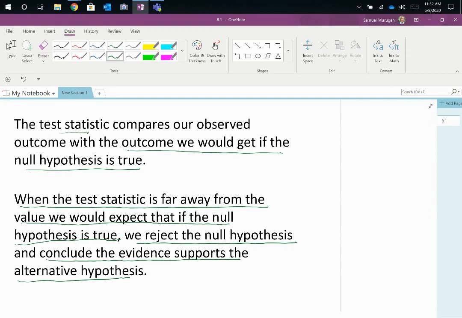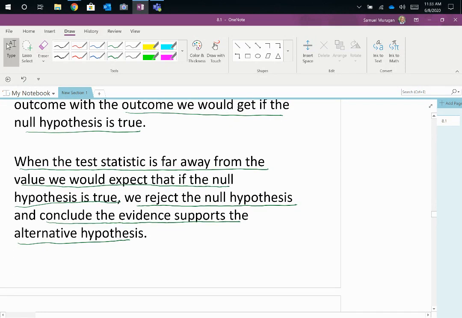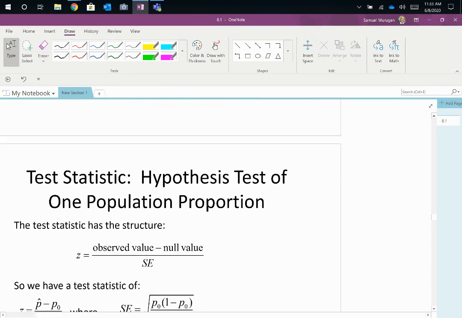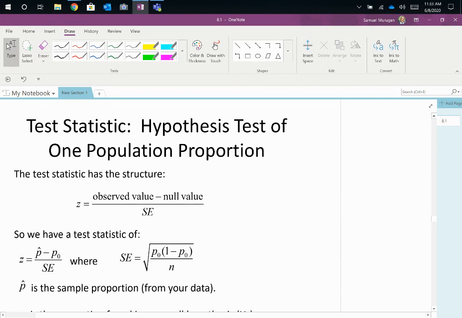Again, when a test statistic is far away from the value we would expect if the null hypothesis were true, far away meaning that if I had a null hypothesis of 0.3 and the test statistic is 8.5, then I know that something is wrong. We reject the null hypothesis in that case and conclude the evidence supports the alternative hypothesis. Now, this is done by technology, and in 8.2 we will look at how this is done by technology.